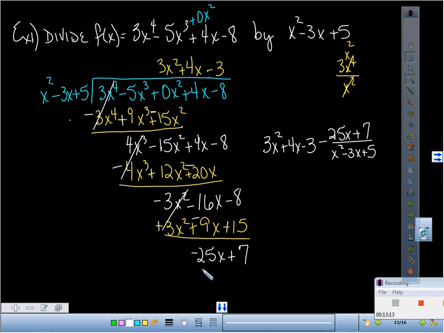Y'all listen to me. If you pull this negative sign out front like that, that's a minus sign, right? What does that minus sign in front of this fraction do to that whole top? It changes all the signs. And while the opposite of this positive 25x might be negative 25x, the opposite of a positive 7 is not a positive 7. So if you're going to pull that negative sign out here, what do you have to do right here? You're going to have to change that.